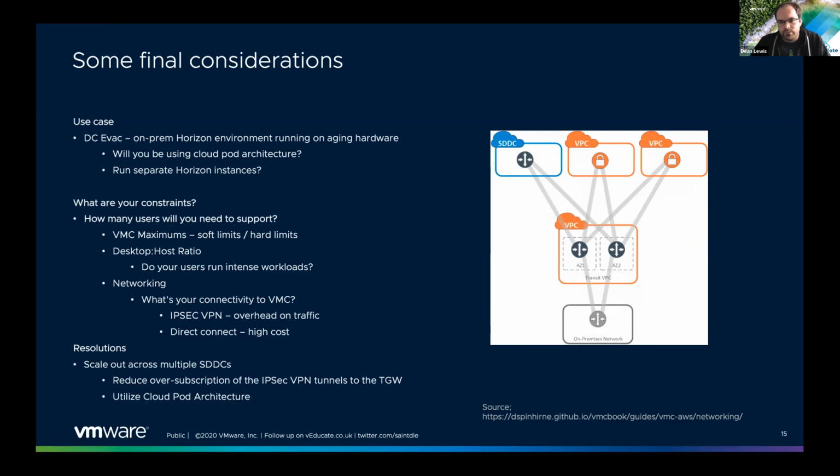It may not seem logical where you're not taking advantage of the full soft or hard limits of an individual SDDC, but if the network traffic is the weakest link of your environment, it may be the best option. And again, it doesn't have to be a complex environment. You could still use multiple SDDCs and then use cloud pod architecture to join them together to give the same environment feel to that end user.